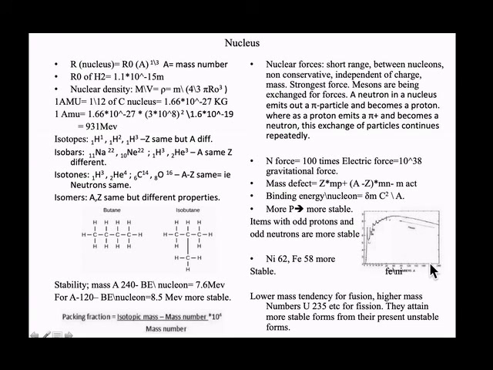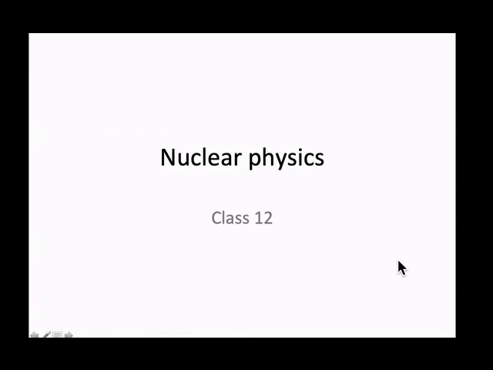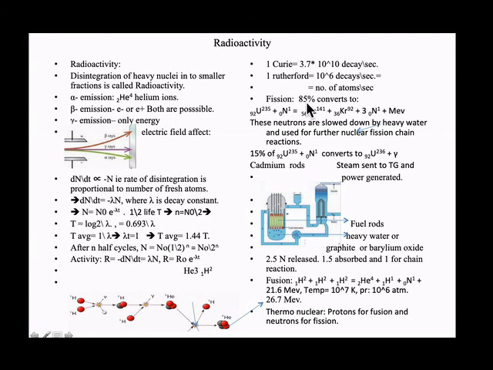So this is the range. U-235 will come to 56 and 36, this range of barium material, to get stabilization. But only 85% converts to this. 85% converts to this, and they release 3 neutrons and a lot of energy.